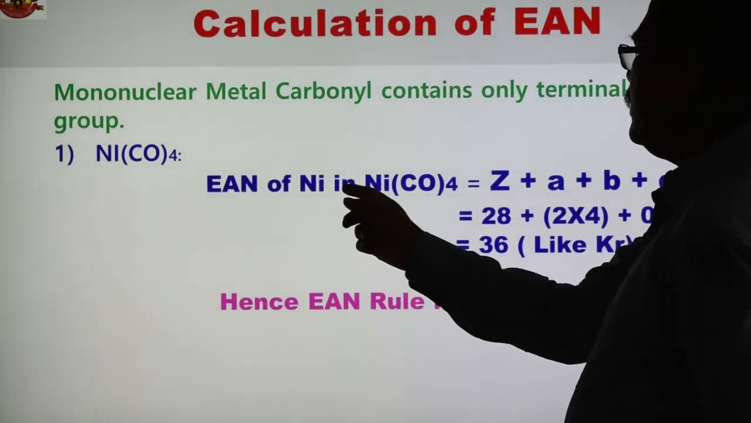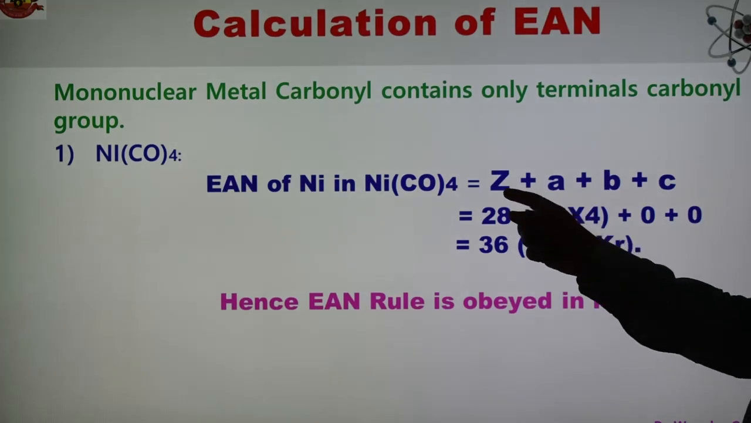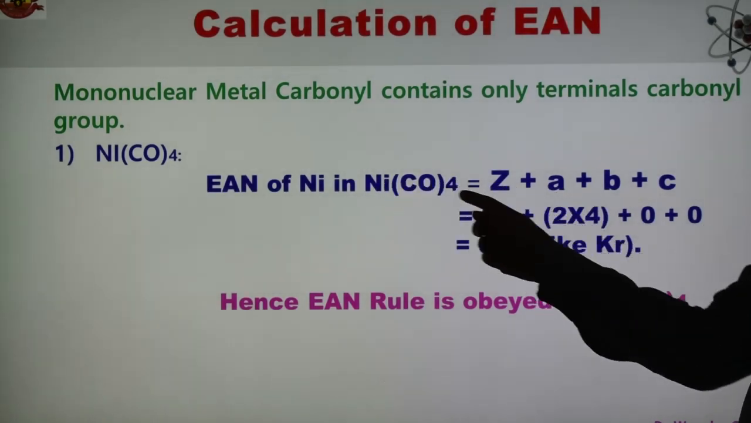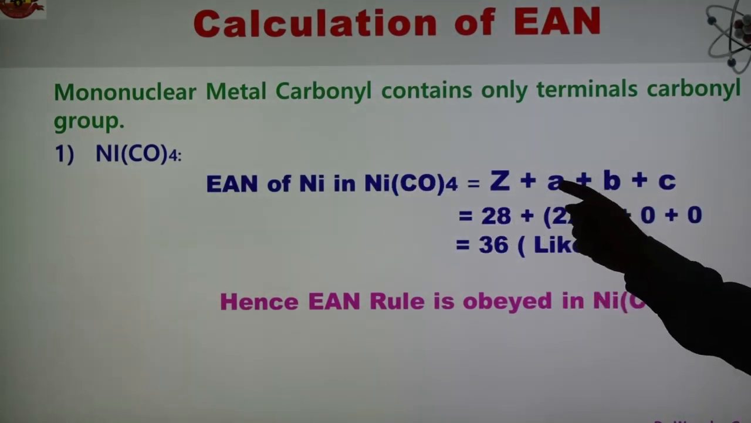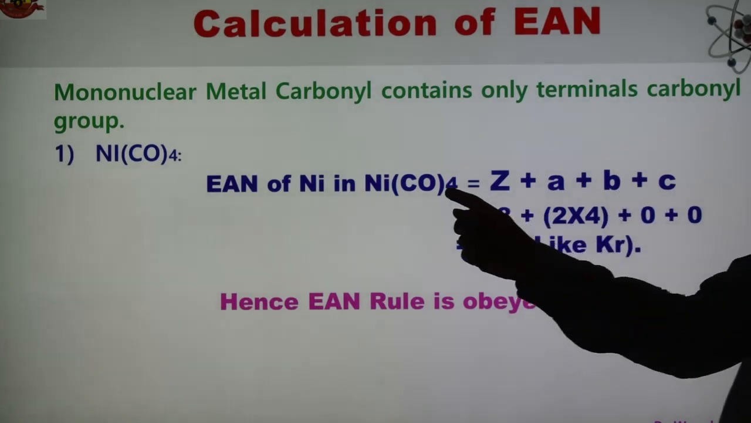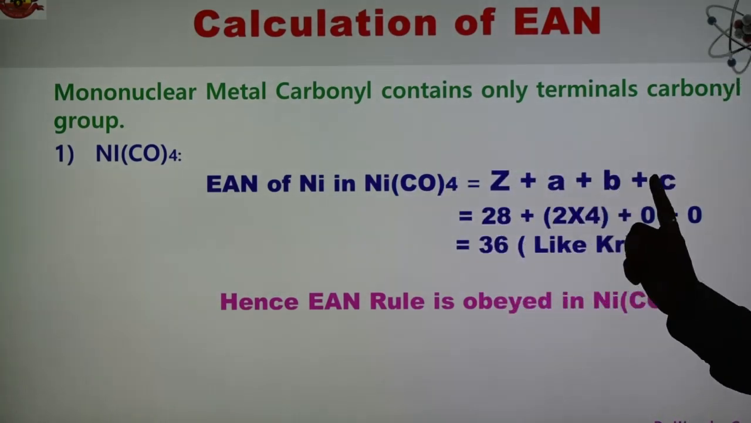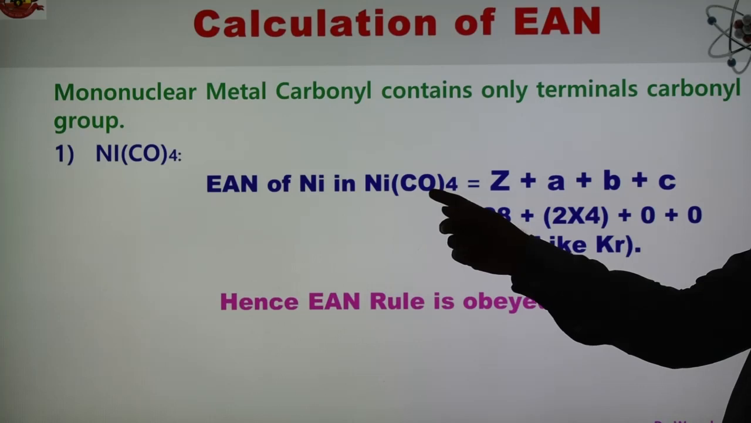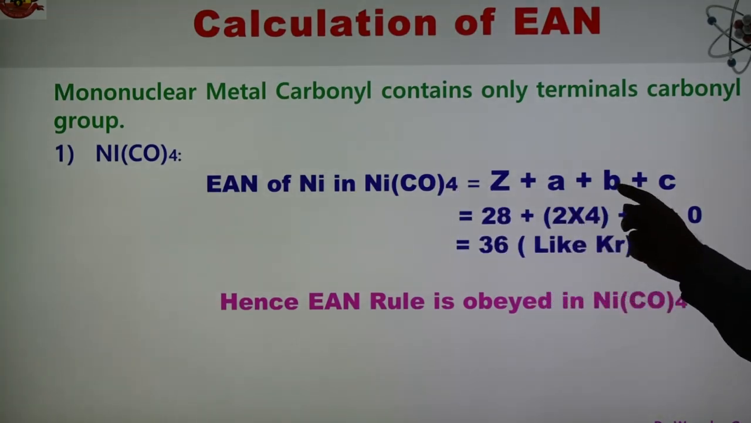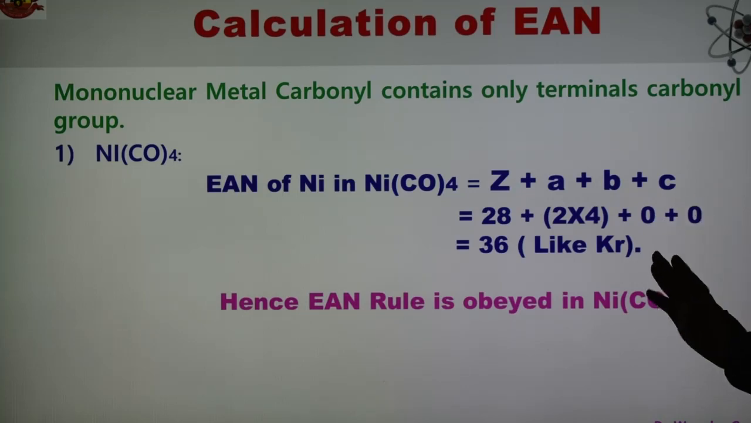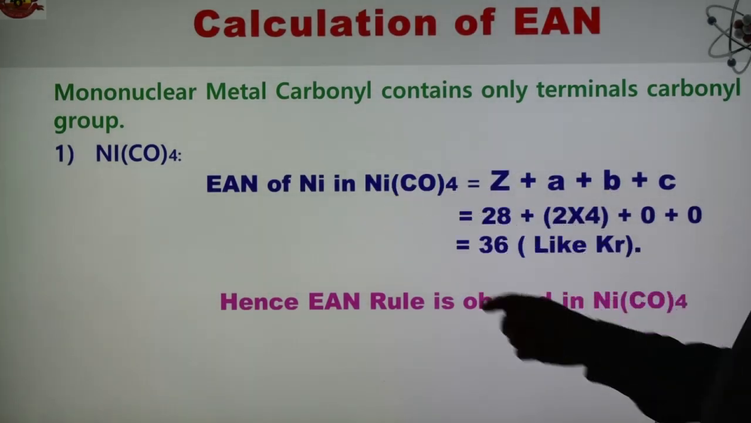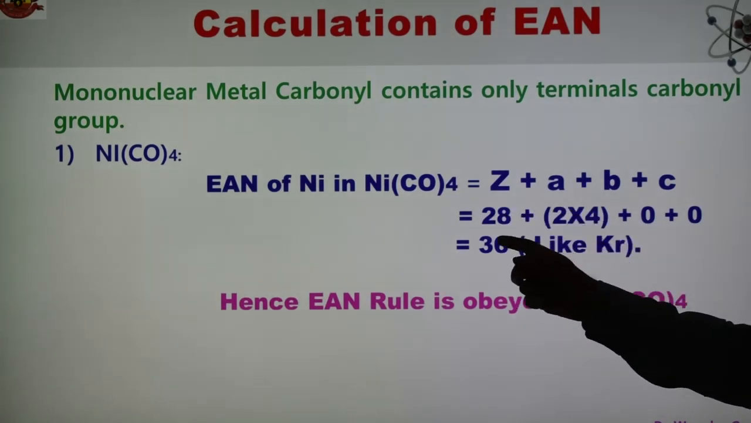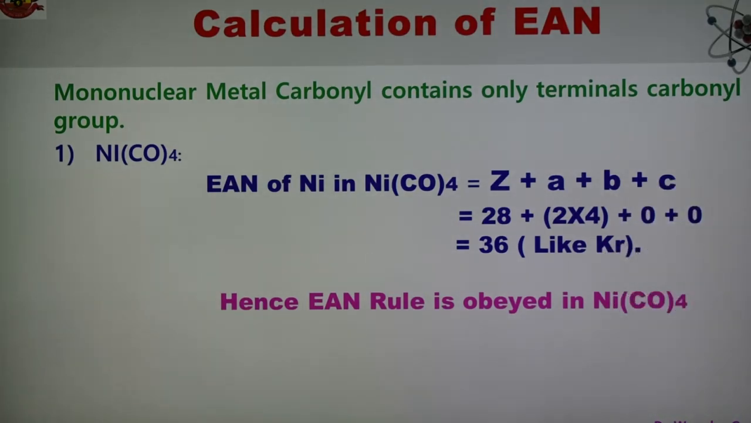EAN of the nickel in Ni(CO)4: the formula is Z plus A plus B plus C. Z is the atomic number of nickel, which is 28, and A is the number of electrons from the terminal carbonyl. There are 4 carbonyl groups, and one carbonyl donates an electron pair, 2 electrons, so 2 into 4, which is 8. For bridging carbonyl there is none, so 0, and there is no metal-metal bond because there is only a single nickel. So 28 plus 8 is 36, and 36 is the atomic number of the next inert gas, krypton.